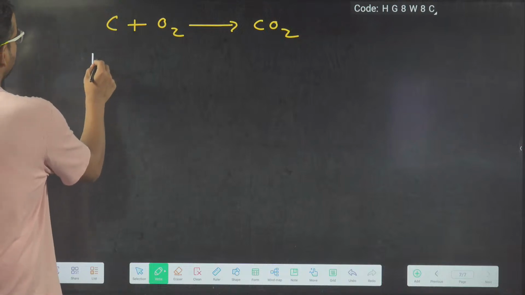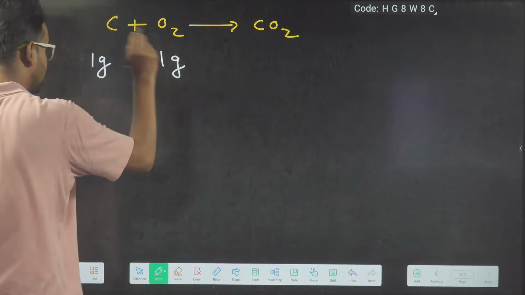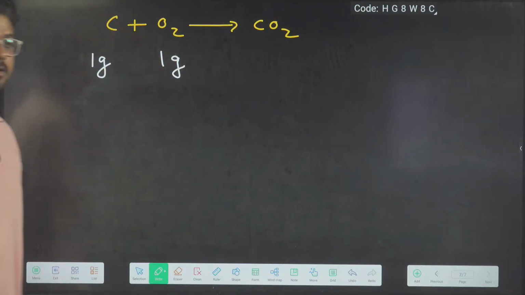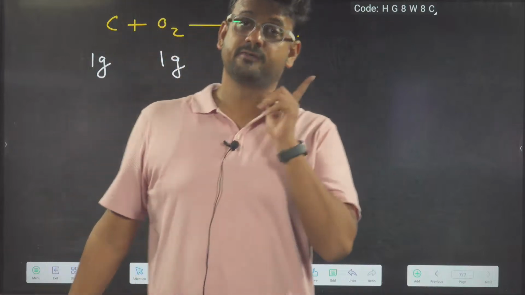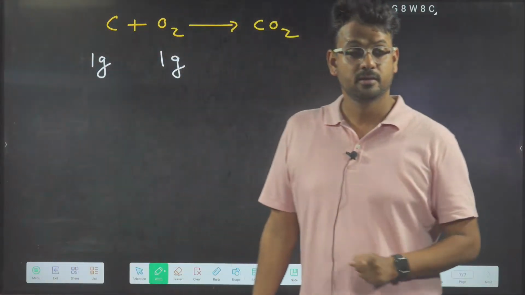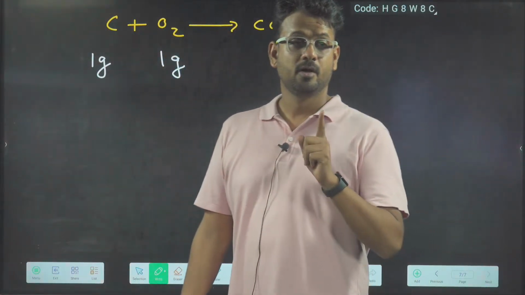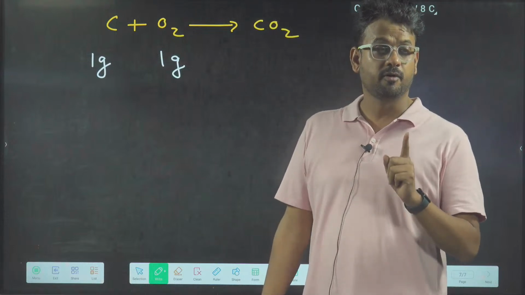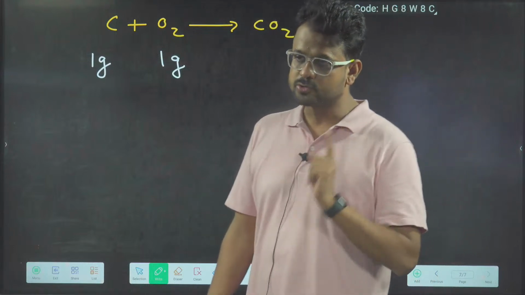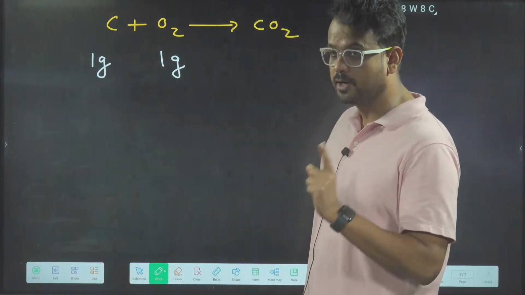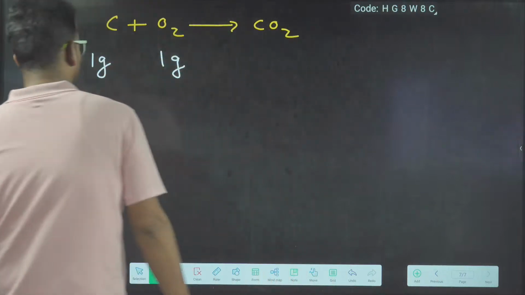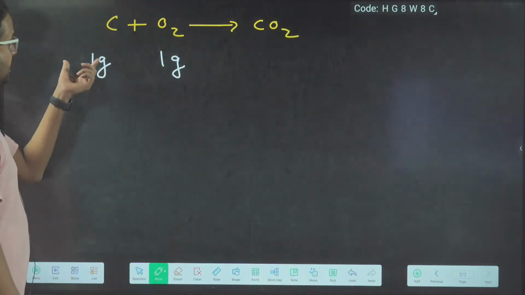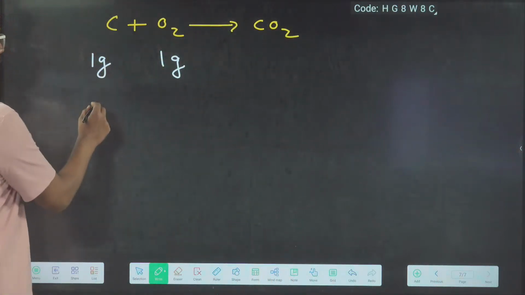So let's say we take 1 gram and 1 gram. Now this time moles is not given. This time what is given? Mass is given. First step will be to convert into moles. How do we convert into moles? Given mass upon molar mass.